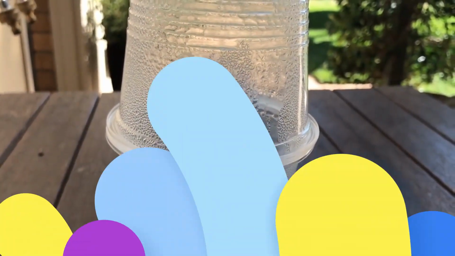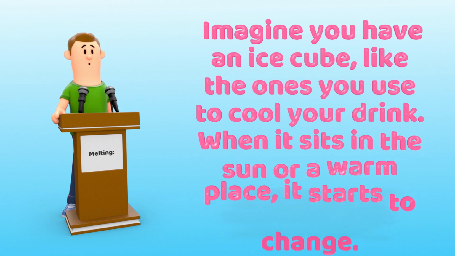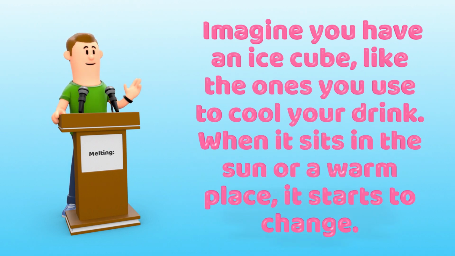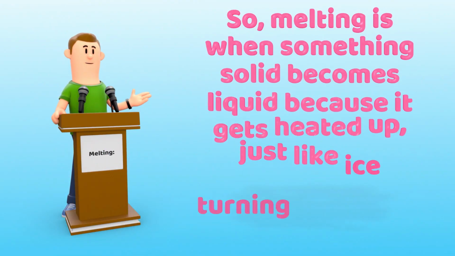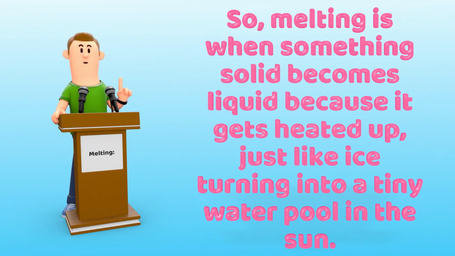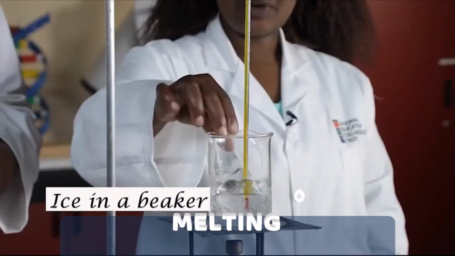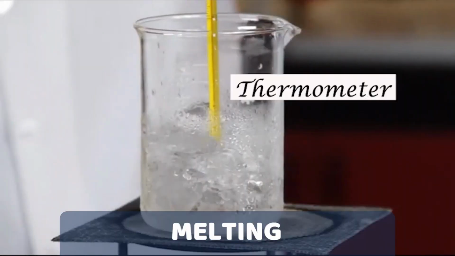Let's now check about melting. Imagine you have a piece of ice like the one you use to cool your drink. When it sits in the sun, it starts changing to water. So we can say that melting is when something solid becomes a liquid because it gets heated up. Let's now see a real-life example of melting.